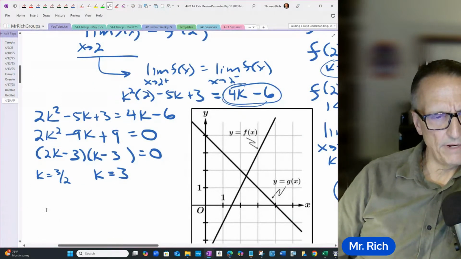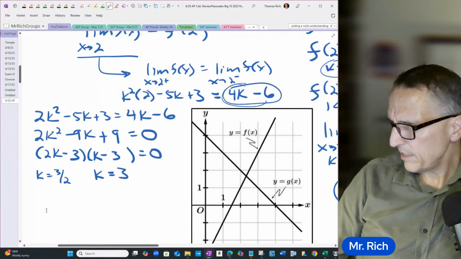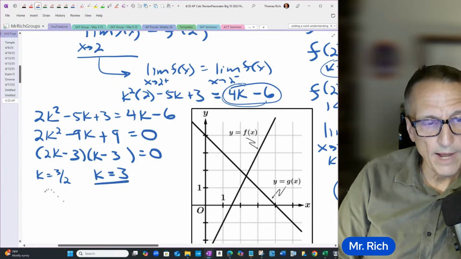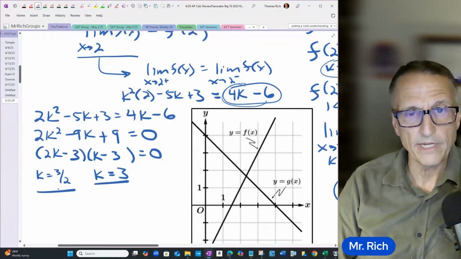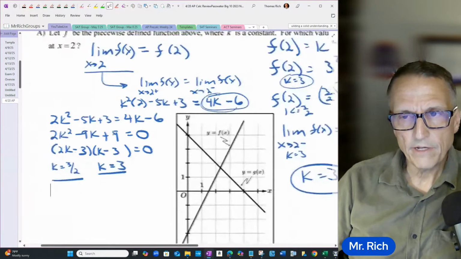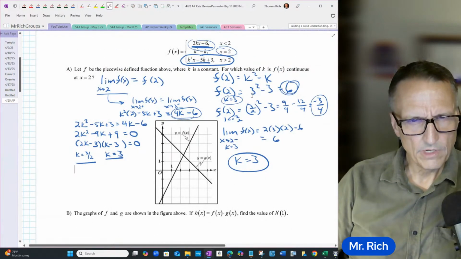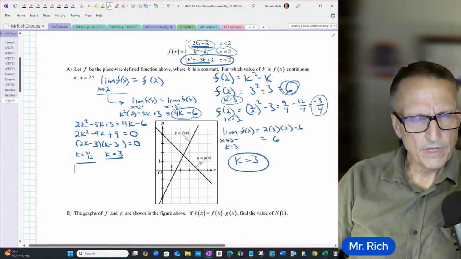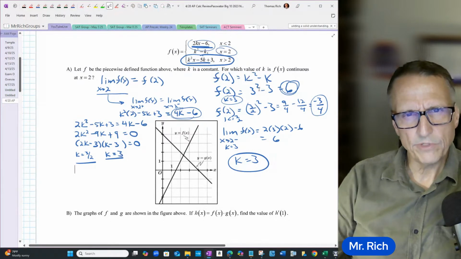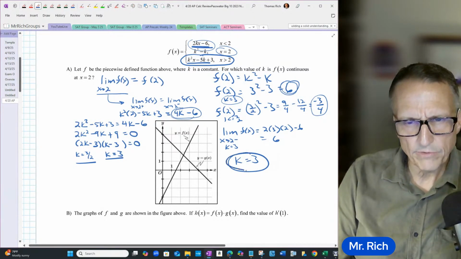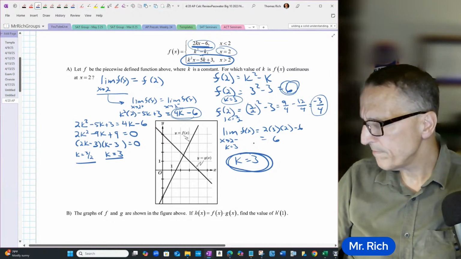Well, if you're talking about k, I want my answer to be 3. I had 2 options for my k value, 3 and 3 over 2. We could try 3 over 2 to see if that gives us the same answer, but k equals 3 was the one we're looking for.